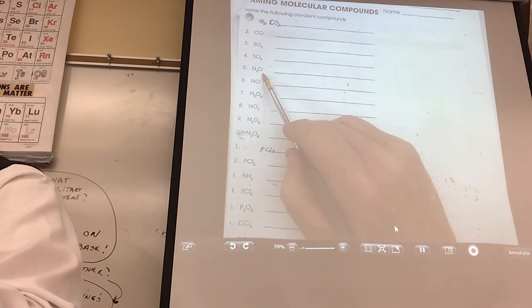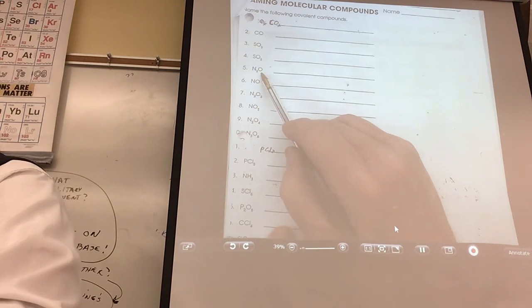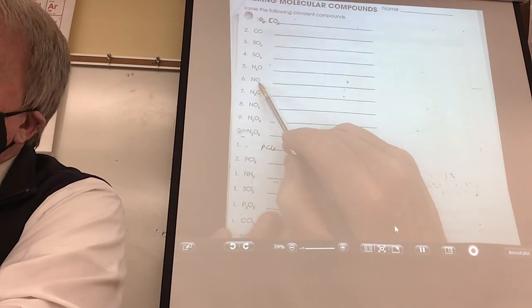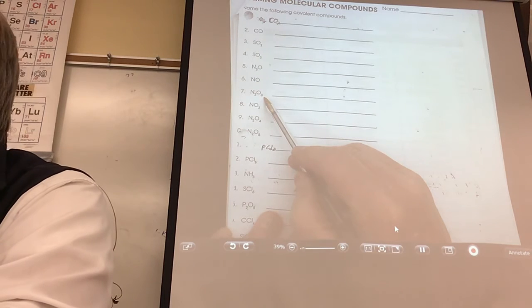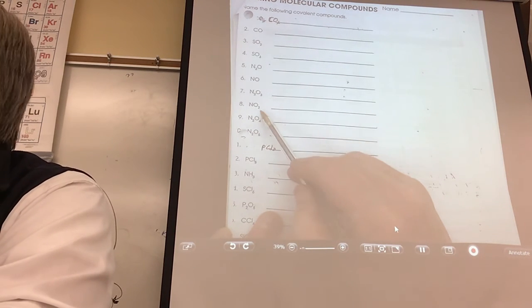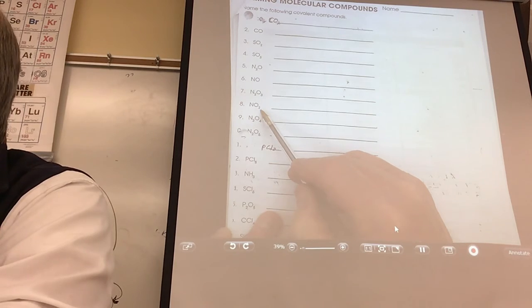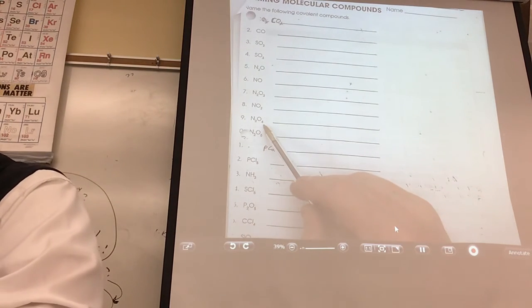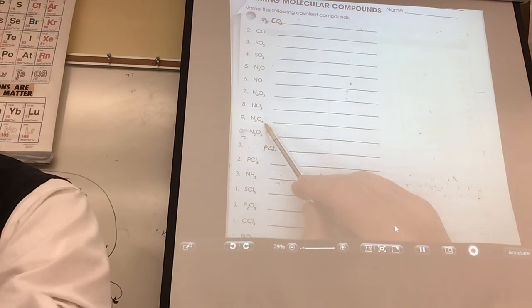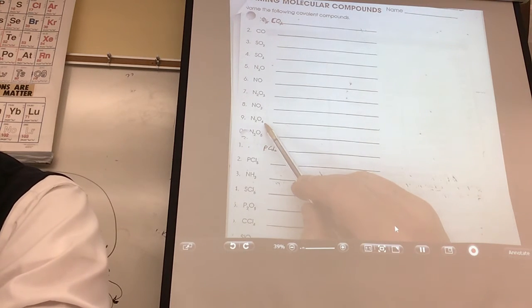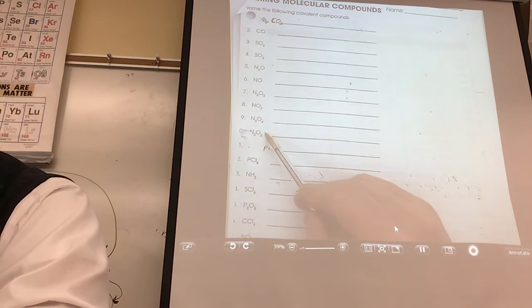Dinitrogen. Only one oxygen. You don't use mono for the first element. Dinitrogen monoxide. Go. Nitrogen monoxide. Go. Daniel. Dinitrogen trioxide. Yes. Go. Back up to Sierra. Go. Dinitrogen. And they could say tetraoxide, but they decided to say tetroxide. All right, let's go. Pentaoxide becomes pentoxide. Yes, go.